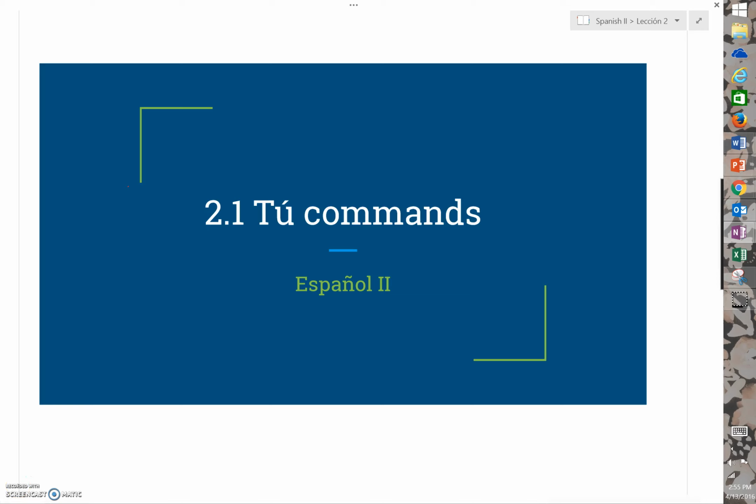We're going to talk about section 2.1, which your textbook calls familiar commands. However, I refer to these as tú commands. The reason your textbook calls them familiar commands is because we use them to refer to people we are familiar with, or the people that we would use the tú form of the verb with. That would be our friends and family, people younger than us, even our pets. If we're talking to them, we use the tú form of the verb.